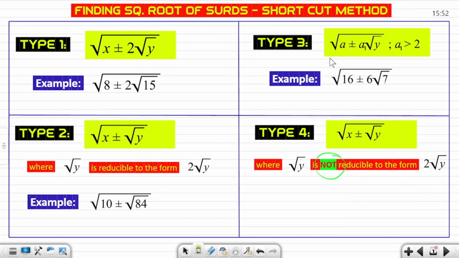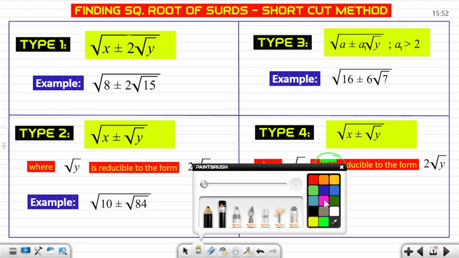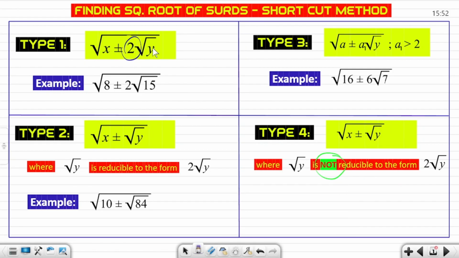What are the differences? Can you observe the difference in all the 4 types? In type 1 we have 2 root y. In type 2 we don't have 2 here, but this y under the root is reducible to 2 root y, which is nothing but this one. For example, root 84 can be broken down into 2 root 21, because 84 is equal to 21 into 4. This 4 comes out as 2 outside the radical.